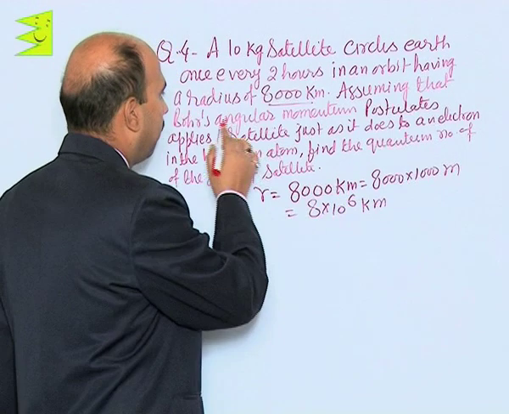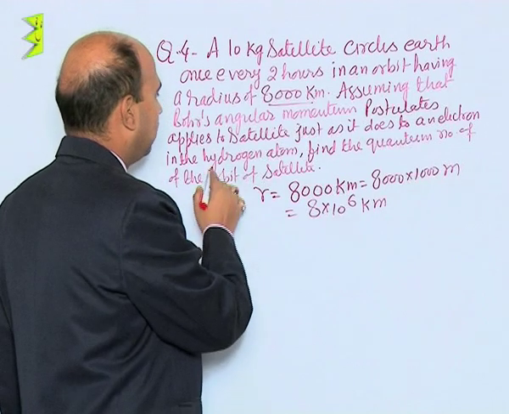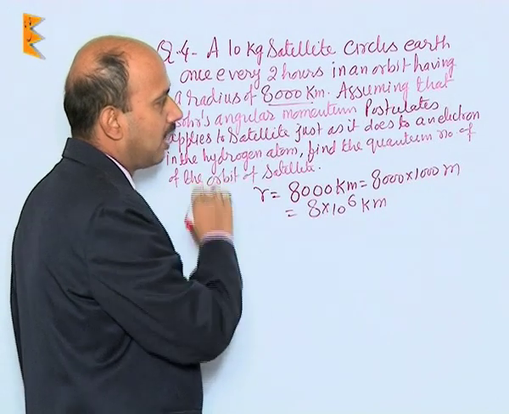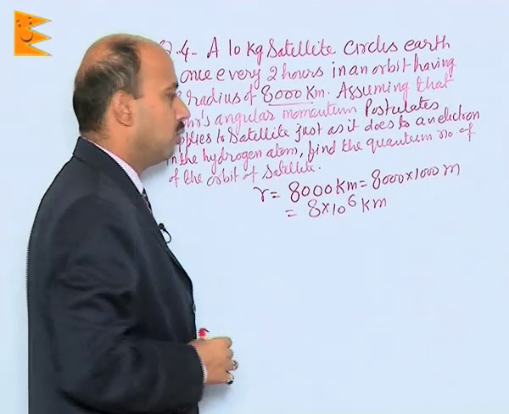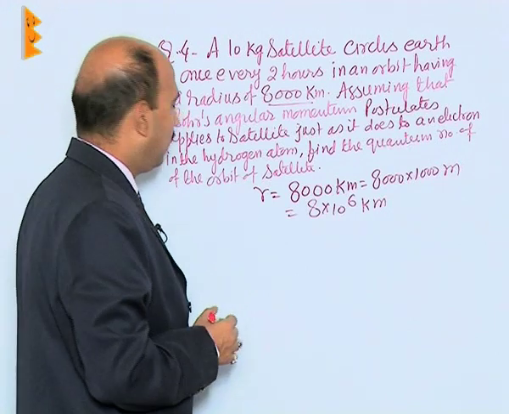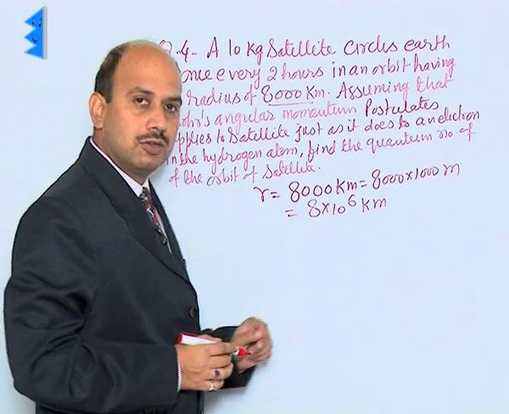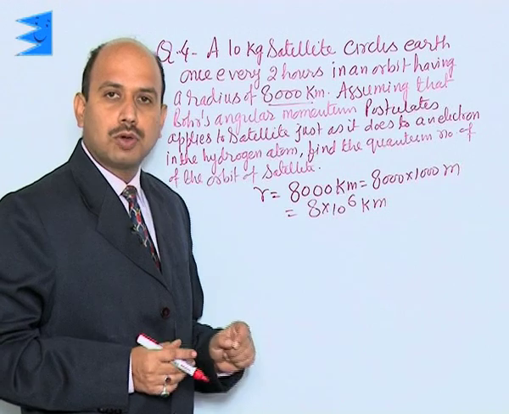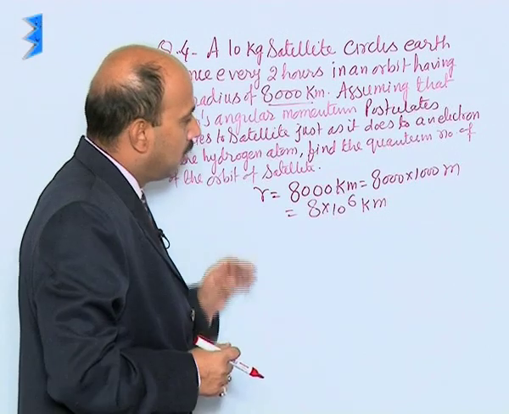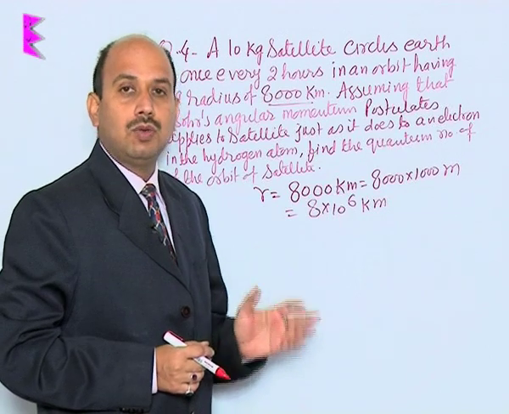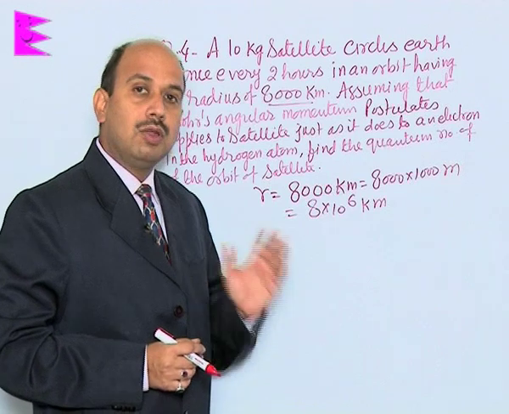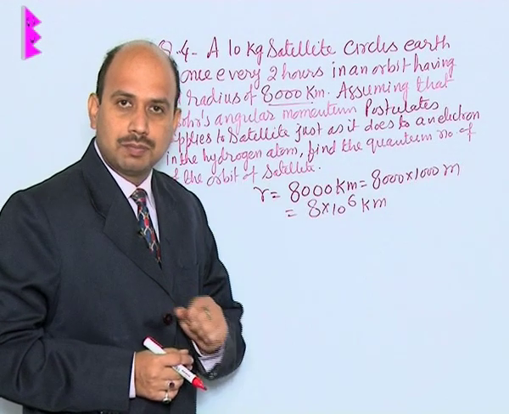Assuming that Bohr's angular momentum postulate applies to the satellite just as it does to an electron in the hydrogen atom, find the quantum number of the orbit of the satellite. So we have to calculate the quantum number of the orbit of the satellite. For that we need to calculate angular momentum, and for angular momentum we need to calculate velocity.